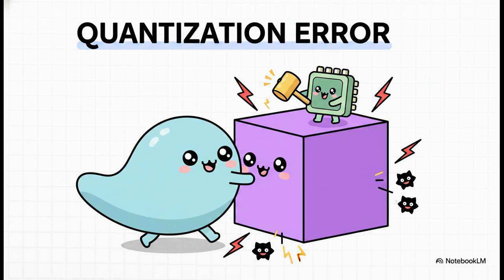And here's a pro tip for your exam. This rounding is never perfect. It actually causes a tiny bit of distortion known as quantization error or quantization noise.